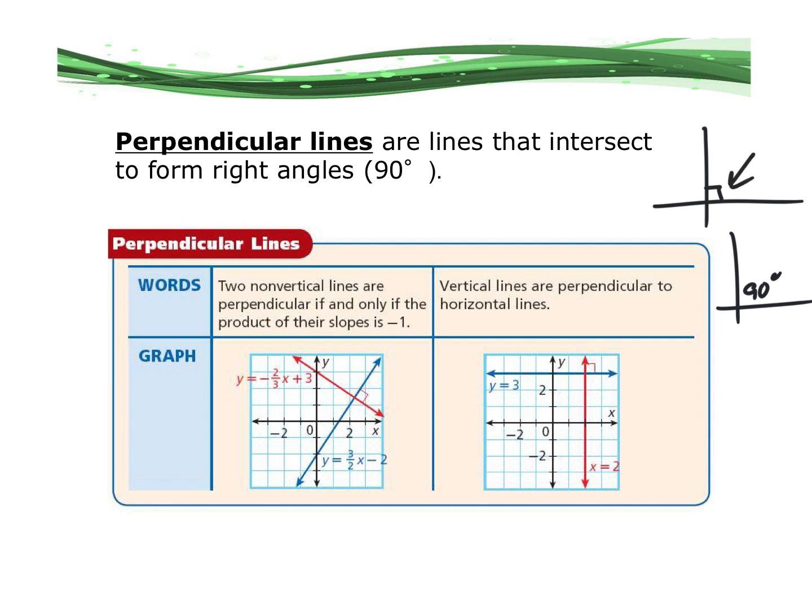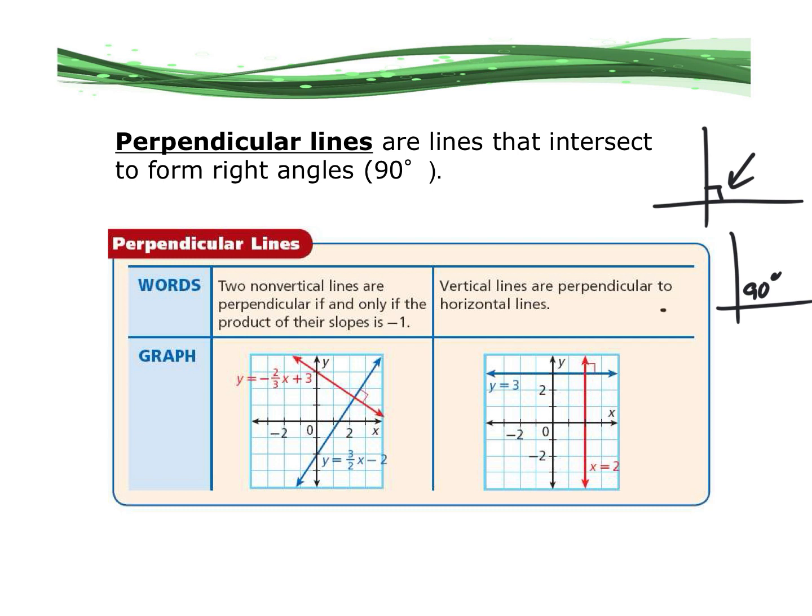Most of the time I use a square. Most books use a square. Most classes next year, everything, they're going to be using a square. So please remember that is a perpendicular line. That means 90 degrees. So a perpendicular line in words is: two non-vertical lines are perpendicular if and only if the product of their slopes is -1. I'm going to go over it. And then vertical lines are perpendicular to horizontal lines.